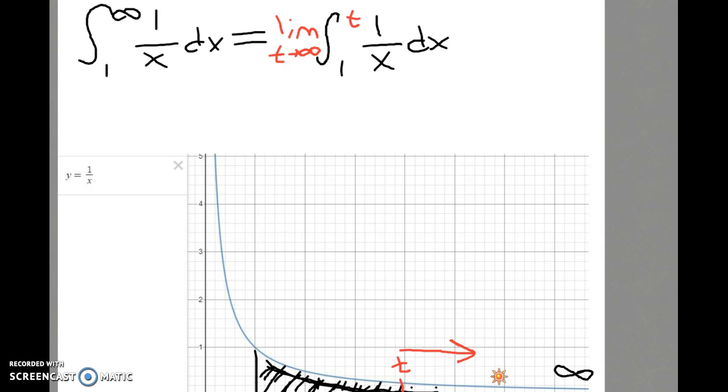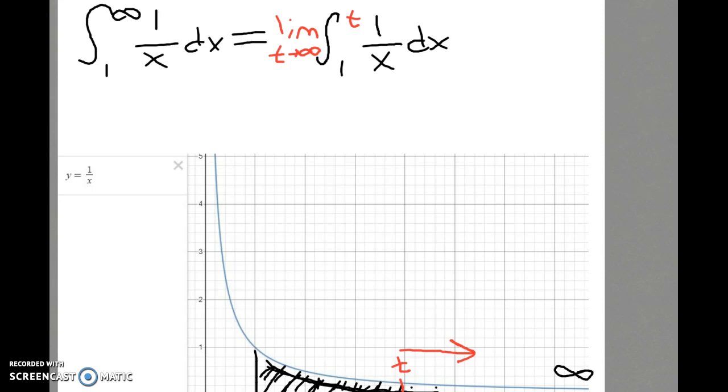Now, as far as how we actually evaluate it, the first thing is to set it up as a limit. So you replace your infinite limit of integration with a dummy variable, let's say t, and then on the outside of that integral, you allow t to approach infinity. Then we find the antiderivative of the integrand and substitute the endpoints, just like you would evaluate any other definite integral. It's just that in the very last step, you take the limit as t approaches infinity of whatever expression you end up with.